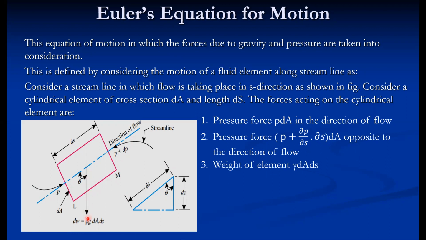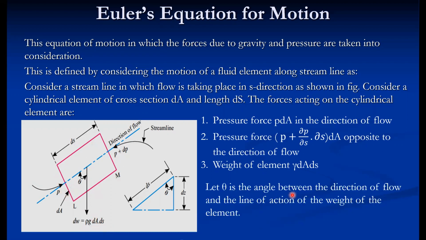And the weight of the fluid element: that is mass into gravitational acceleration, so rho g. Mass is density into volume, and volume is the cross-sectional area into ds, as this is a cylindrical element. So dA into ds is the volume, into density rho is mass, into g is the gravity force. So this is a volume force, and the pressure force is a surface force. One volume force and two surface forces are involved in this particular expression.